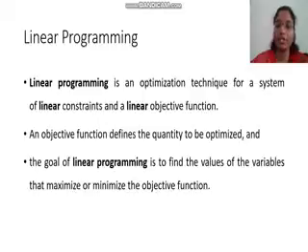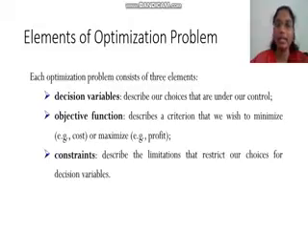The objective function gives the quantity that has to be optimized, that is the cost or the profit. So when a problem is given, how do we formulate it as a linear program? In any optimization problem, we can find three elements. The first one is the decision variables.